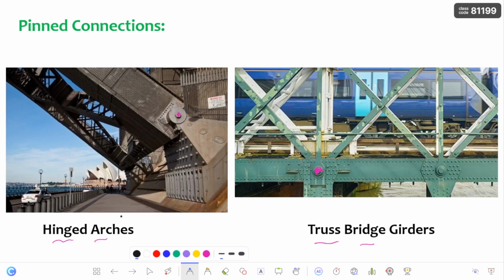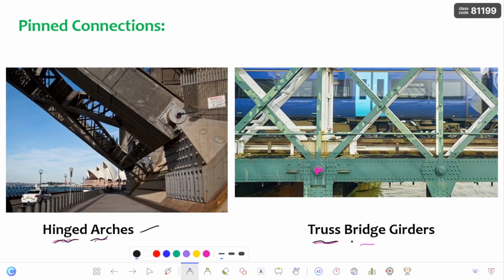You can see these are some applications of the pinned connection. This is a hinged arch. You can see this is a pin. Wherever the pin is provided in the 3 hinged arch, 2 hinged arch, you have already learnt in structural analysis subjects. This is the pin for the free rotation of the structural member.